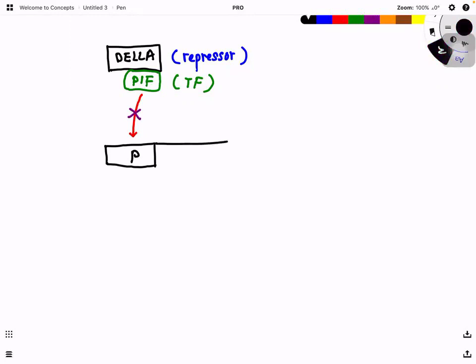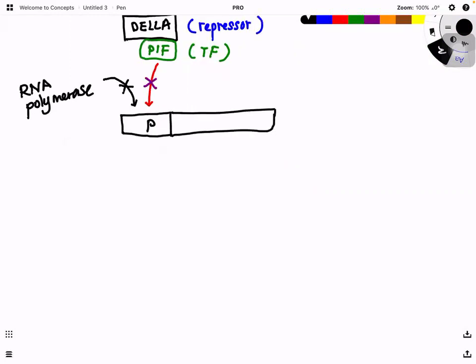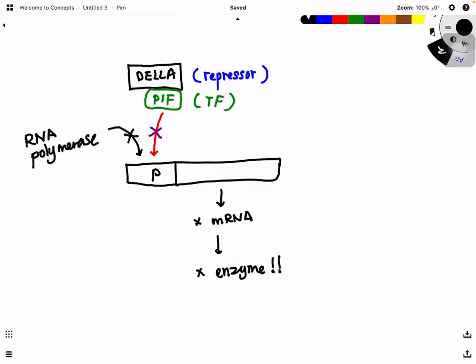So if the transcription factor cannot bind to the promoter, it means that my RNA polymerase, even though it is still there, is useless. Why? Because RNA polymerase also cannot bind. Are you clear? Without PIF, RNA polymerase is useless. So even though we have RNA polymerase, no gene transcription, so no mRNA now, therefore no enzyme.